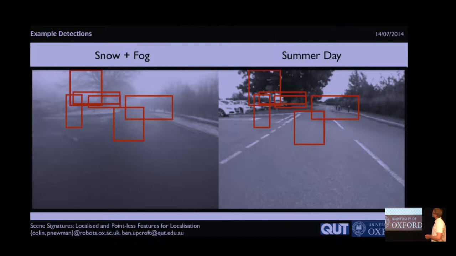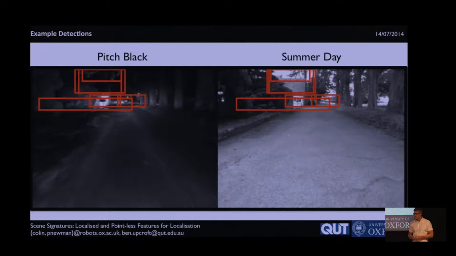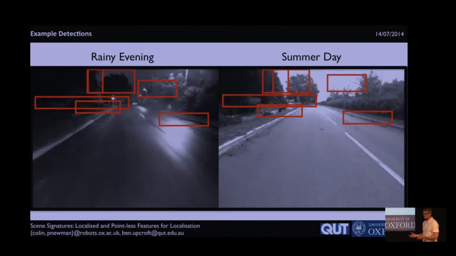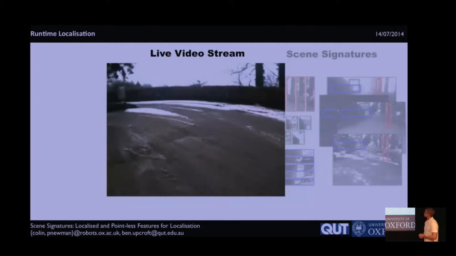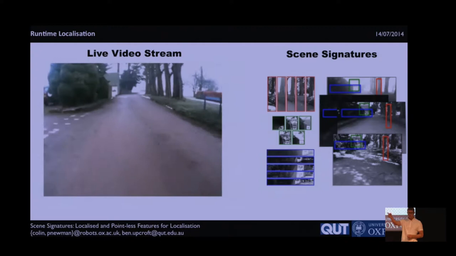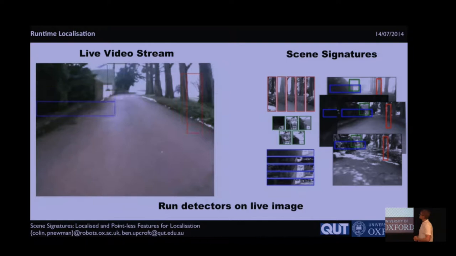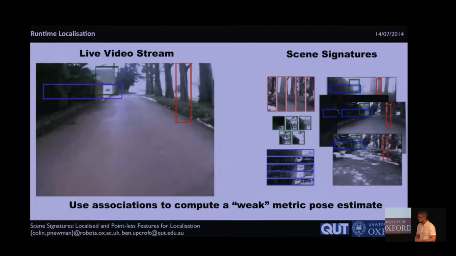We can use these for localization. Imagine you're doing your position tracking along the route, you're close to some place, you load up the bank of detectors associated with that place, and then you run them on the live image, as demonstrated here. For each scene signature, we learn a landmark position, so we can actually do rough metric pose estimation from this. This is the bank of detectors we use. Run it on the live image, make your associations, and that's just your standard pose solve.